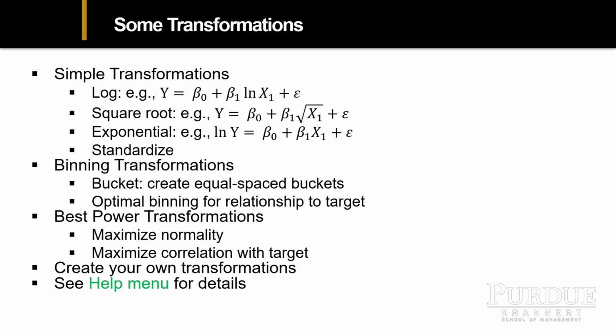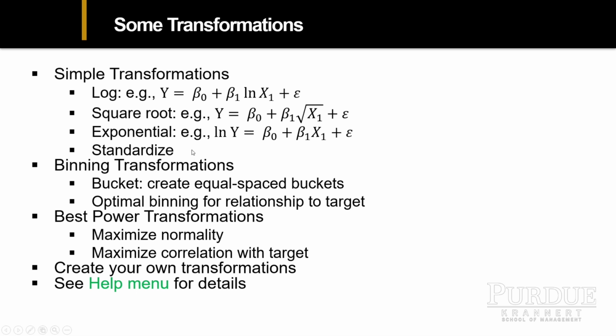Here is just an illustration of some common transformations of the interval variables. So you could use log transformation. In that case, you just take the log of your input variable x1. So the original regression model would be y equals beta 0 plus beta 1 x1, and now it's log x1. You can use square root. You can use the exponential of your input variable. That's to say, you take the log of the target variable.